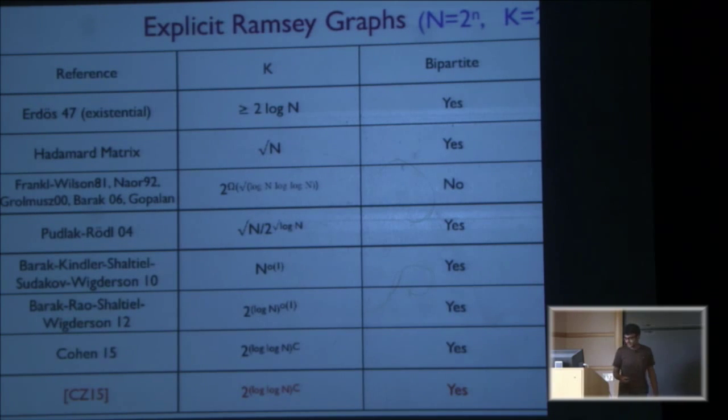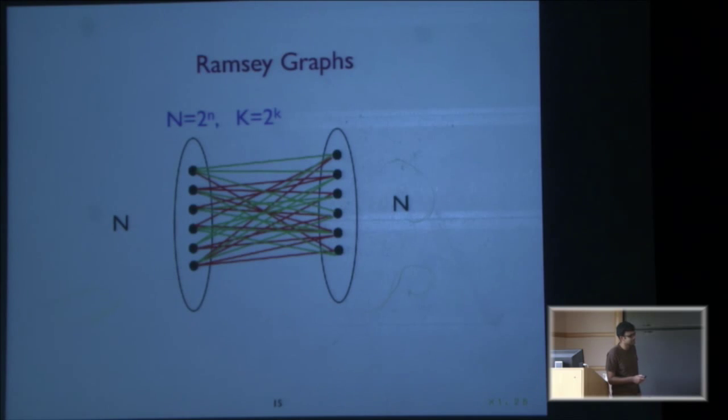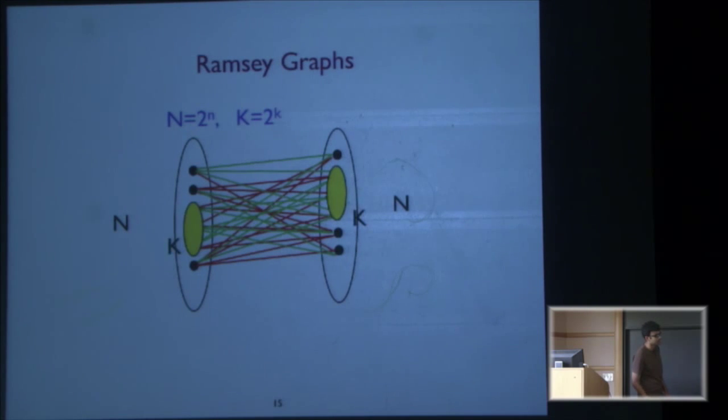So the only difference from an extractor here is that you don't care that the edges are balanced. You just care that they are not all the same color. Yeah, it's a weaker property. And the adjacency matrix of this graph is again the matrix M.